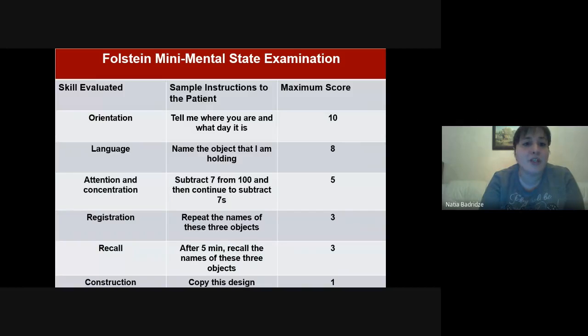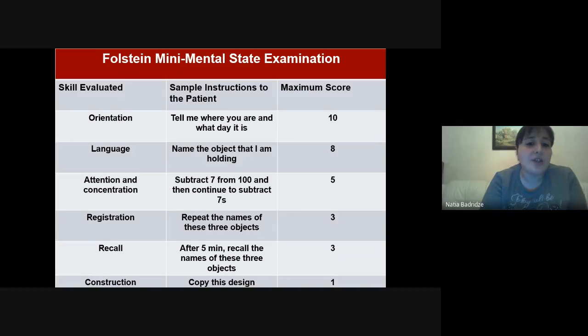For example, orientation. To identify the orientation, we can just give an instruction like this: tell me where you are and what day it is. After the answer, we evaluate the person by the score, and the maximum score that we give if he or she answers properly is 10. Language is the same. The patient should name the object that the interviewer is holding, and the maximum score is 8.